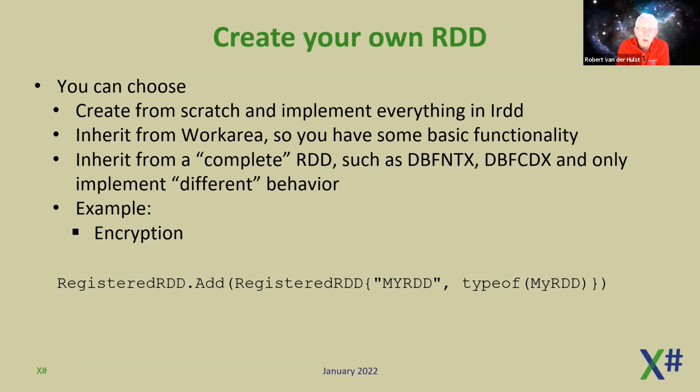Now, in my next example, I want to show you an RDD that does poor man's encryption. But of course, you can make that as complicated as you want. And by the way, the last line here says how you register a new RDD. There is a registered RDD class, which basically contains a list of all the names and the types. And to add your own type, you call the add method and give it an object of type registered RDD, with the name and the type.